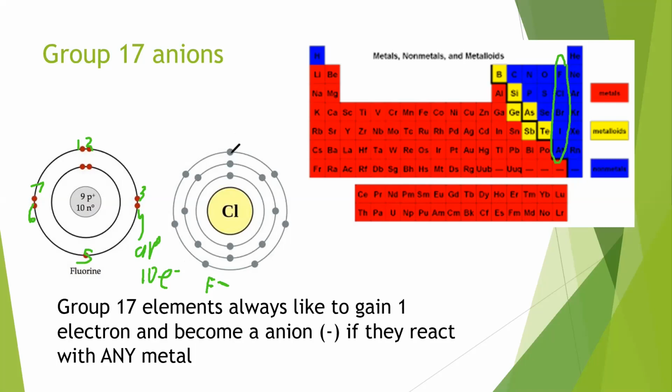Similarly, for chlorine, there are also going to be 7 valence electrons: 1, 2, 3, 4, 5, 6, 7. So it's going to gain that electron and have a negative charge: Cl-. Remember, they only become anions if they interact with a metal. So you need to expose chlorine to some of these metals, and then it'll become an anion to participate in this ionic bonding.